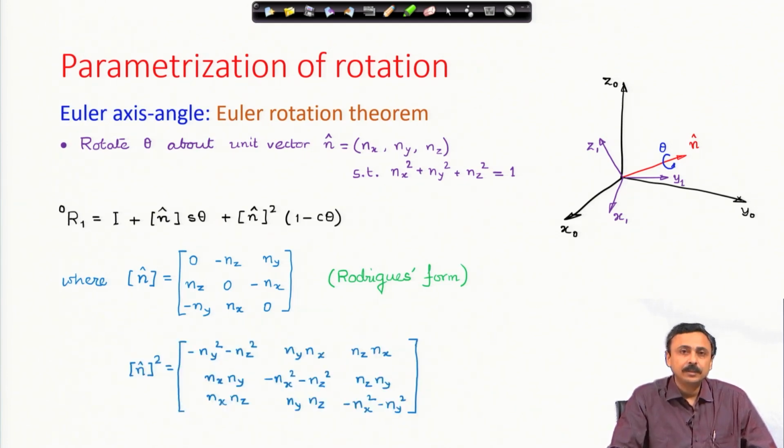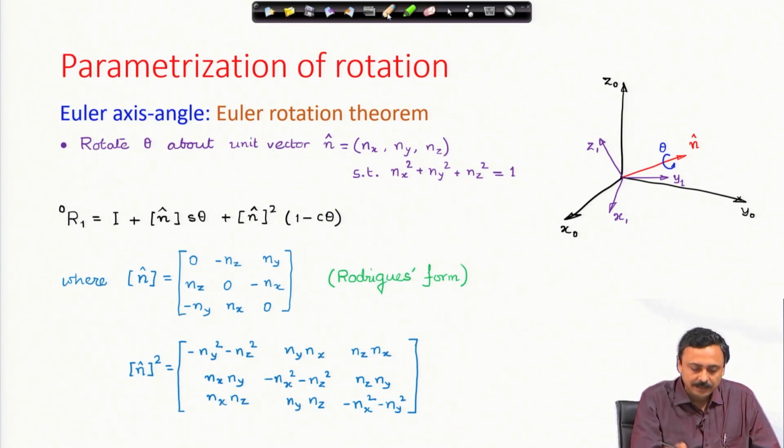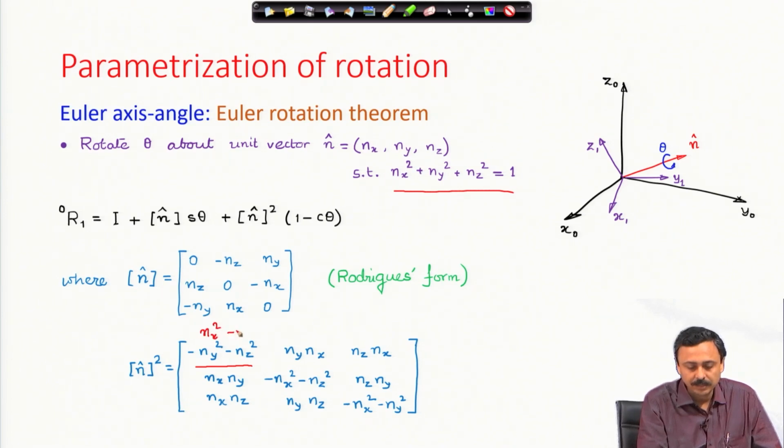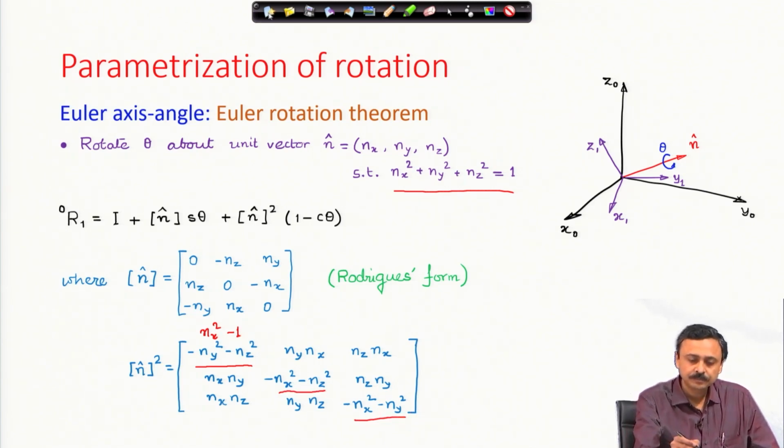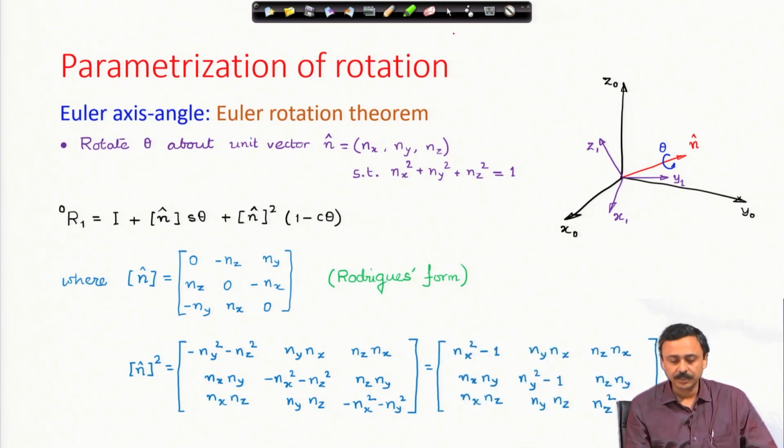We can calculate n cap Rodrigues form and its square. N cap Rodrigues form is there, and now I have also calculated the square of it. Sometimes this is written in a slightly different manner, because the first term is minus n y square minus n z square, and you know that n x square plus n y square plus n z square is 1. Therefore, sometimes you can also write this as n x square minus 1. This is n y square minus 1, this is n z square minus 1. So, I have written it.